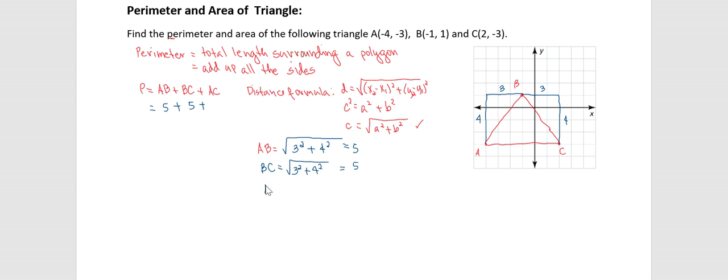Your line segment AC is horizontal, so we can just count the number of horizontal units from point A to point C. So that is 1, 2, 3, 4, 5, 6. Therefore, the perimeter P is equal to 5 plus 5 plus 6, which is equal to 16 units.